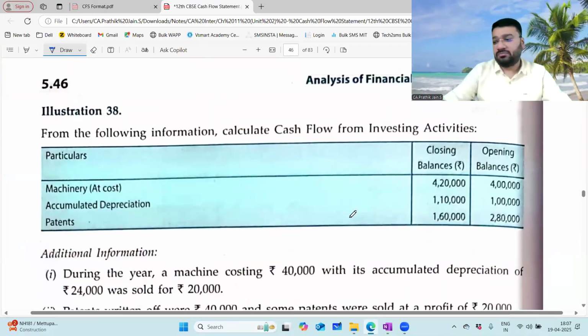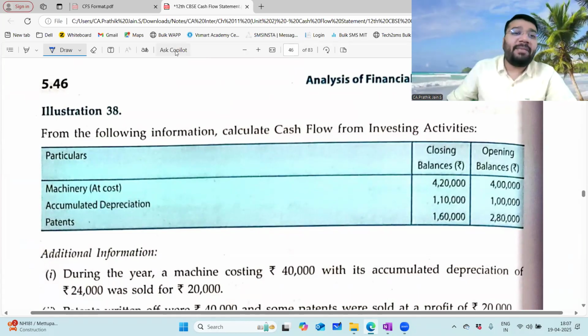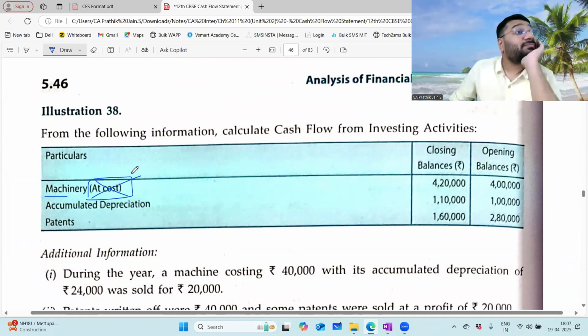Now that you have become a pro, question 38. From the following information, calculate the cash flow from investing activity. Opening balance is given, closing balance is given. Machinery at cost is given. So they have just given it, sir. This is irrelevant, sir. Ignore it. Is it important? Not important.